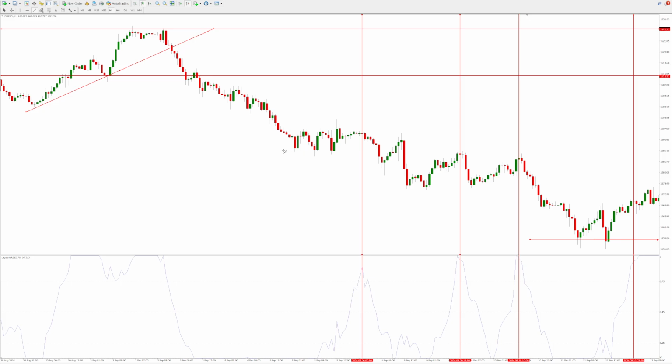Again, you don't have to use the RSI for entry. You can just use your support levels and breakouts of support. Got a nice support level there, as you can see from that big breakdown there. A lot of traders are probably following that.